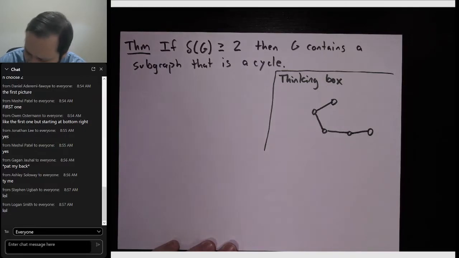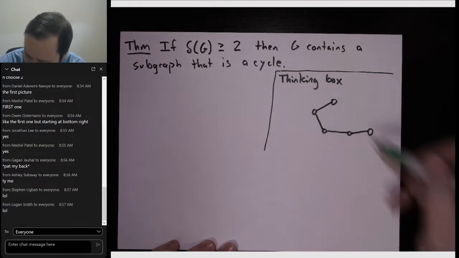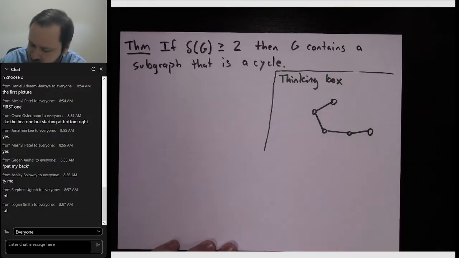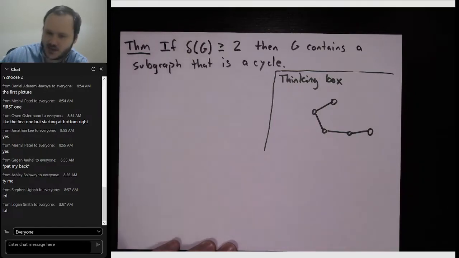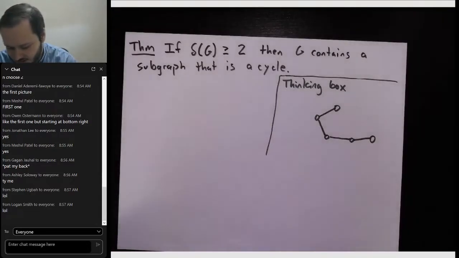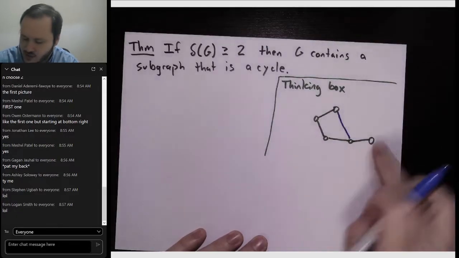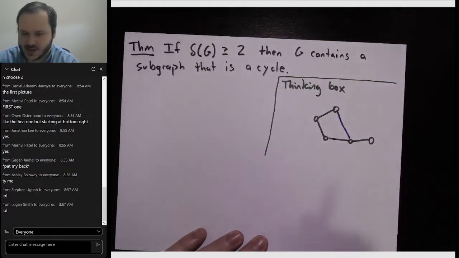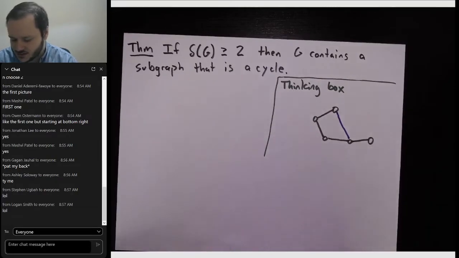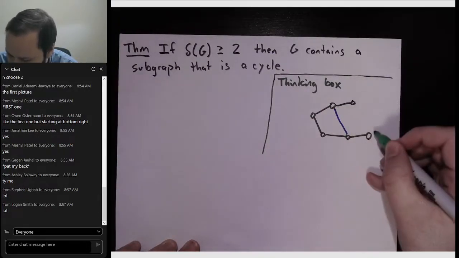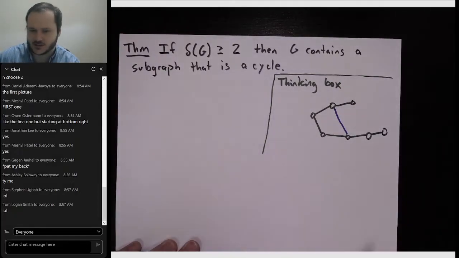And now I do that process again. If these two are adjacent, or if in fact this one's adjacent to anything I've already seen so far, then I have a cycle, right? If I just add in this edge, then I can ignore this other vertex and I can just look at that cycle there. So if they're not adjacent to anything I've seen so far, then they have minimal degree at least 2. There must be 2 more vertices I can find.